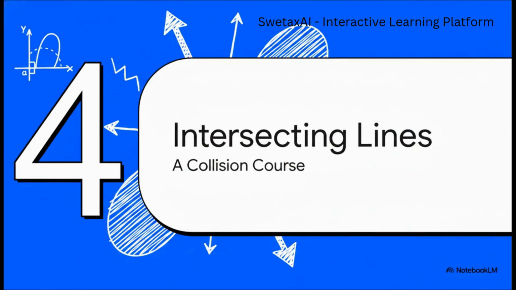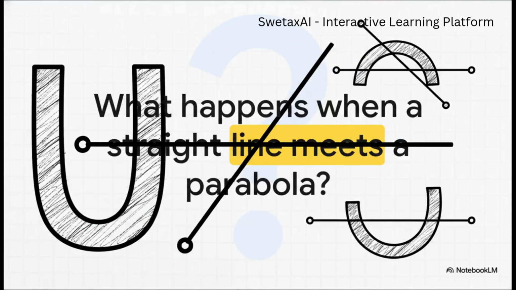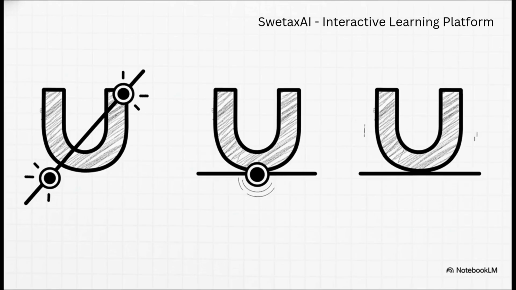Next up, section 4, parabolas and intersecting lines, a collision course. I want you to just think about this for a second. If you draw a big U-shape on a piece of paper, and then you take a ruler and draw a completely straight line across that exact same paper, how many different ways can they actually interact? Well, there are actually 3 distinct visual outcomes when these graphs share the same space.